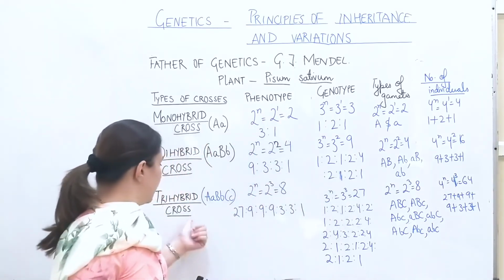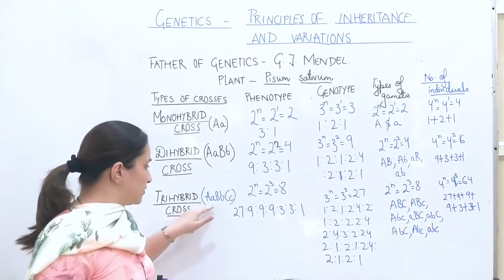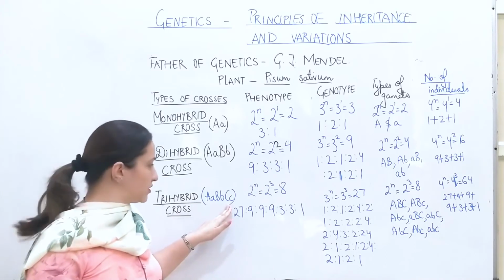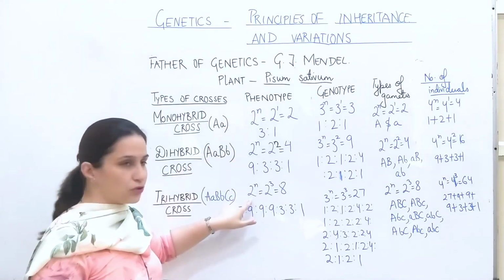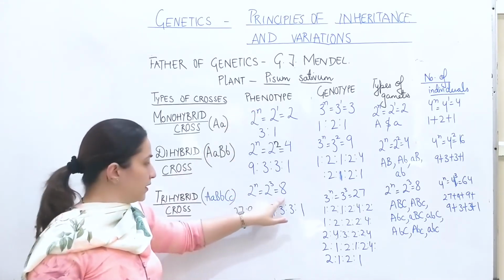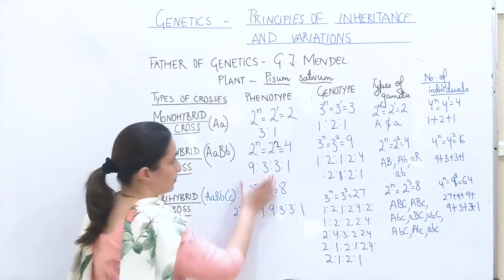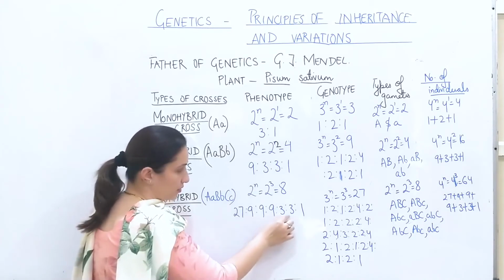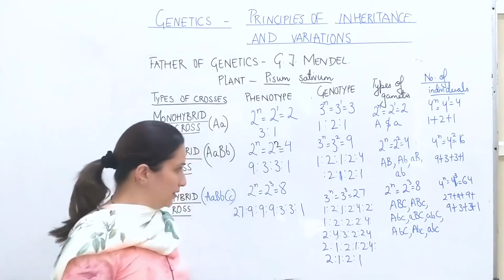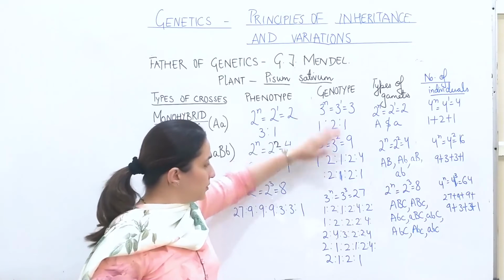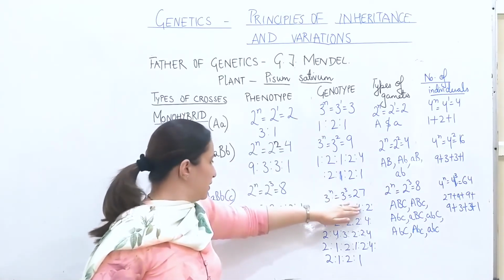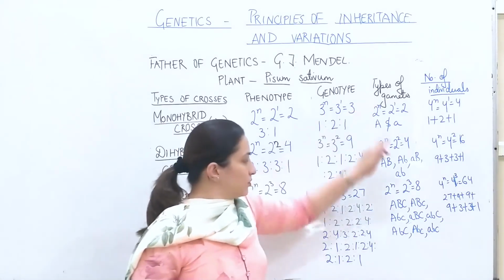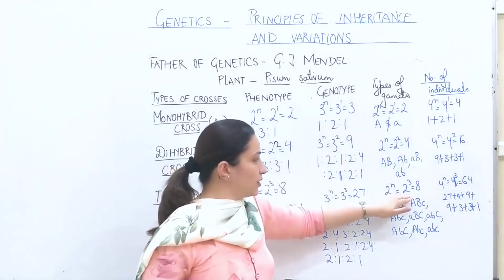Okay. In the case of trihybrid cross, meaning 3 different hybrids: capital A small a, capital B small b, capital C small c. The number of phenotypes is 2 raised to power n, 2 raised to power 3, that is 8. And the phenotypic ratio will be 27:9:9:9:3:3:3:1. You have to learn this. Genotypic ratio: 3 raised to power n, again 3 raised to power 3, that is 27. And types of gametes will be 2 raised to power n, 2 raised to power 3 equals 8.